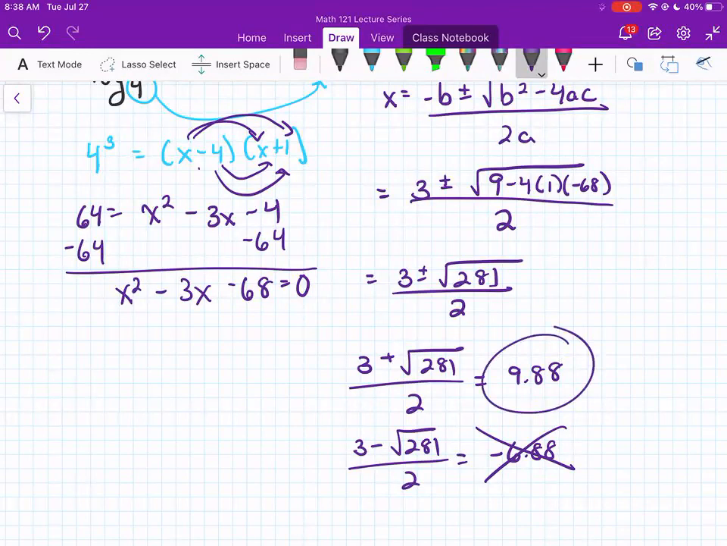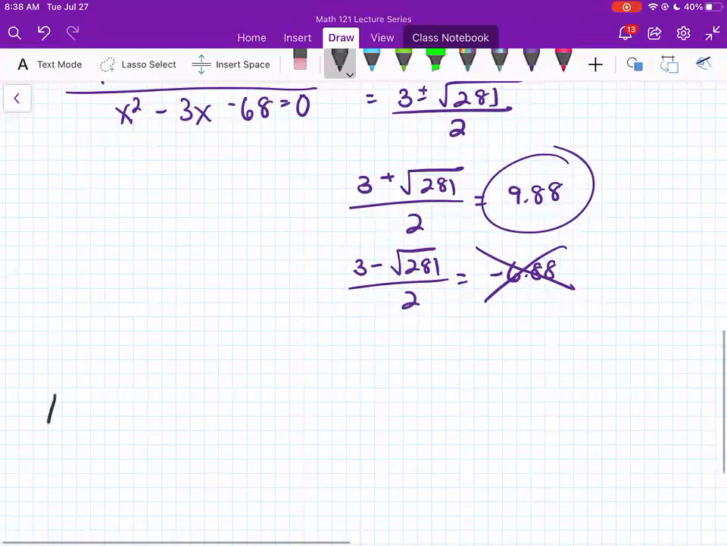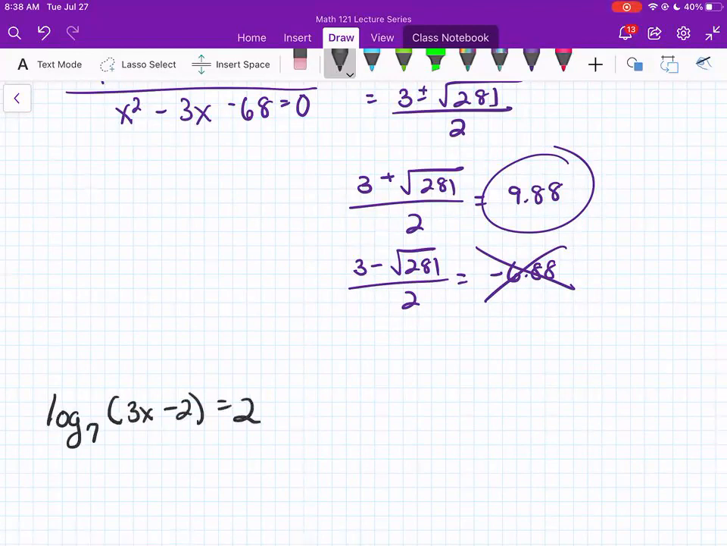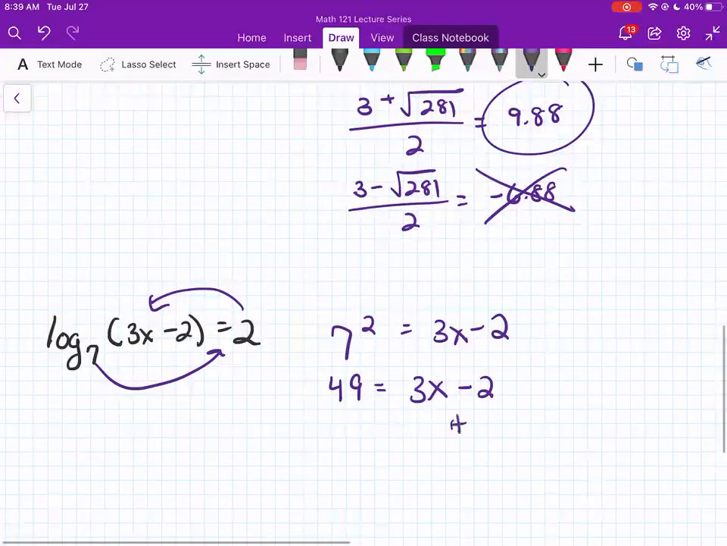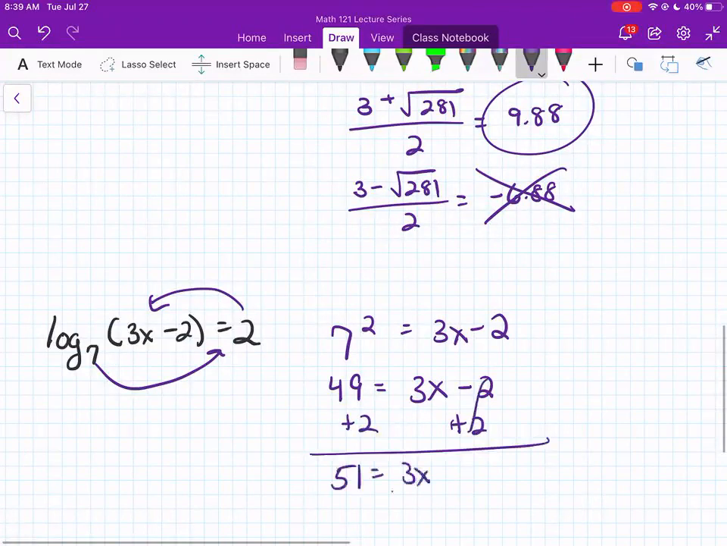Let's look at one more example of a log equation. We have something like log base 7 of (3x minus 2) equals 2. It's already combined into one log, so I can simply go straight to the exponential. I get 7 squared equals 3x minus 2, which leaves me with 49 equals 3x minus 2. Adding 2 to both sides, I get 51 equals 3x, dividing by 3, and I get x equals 17.